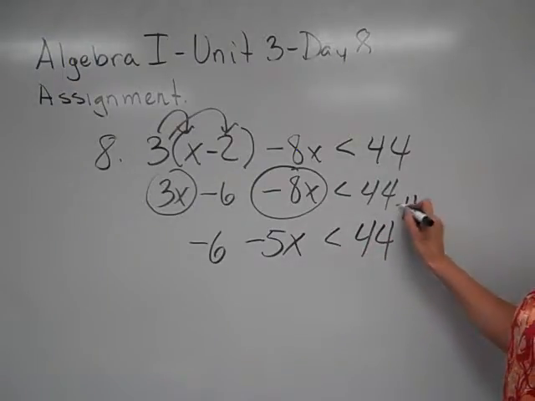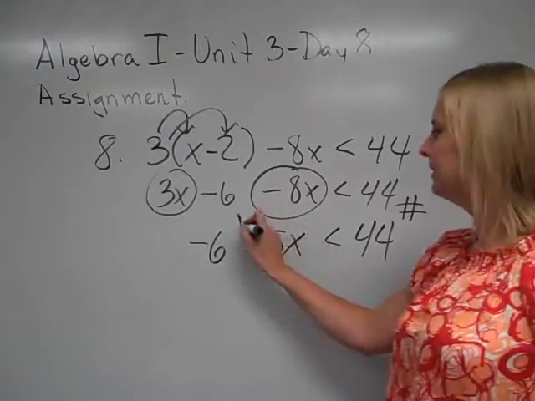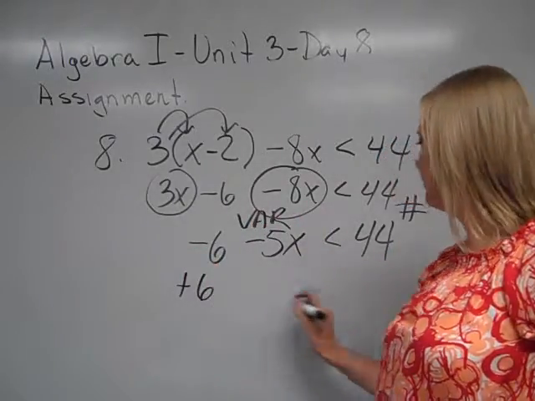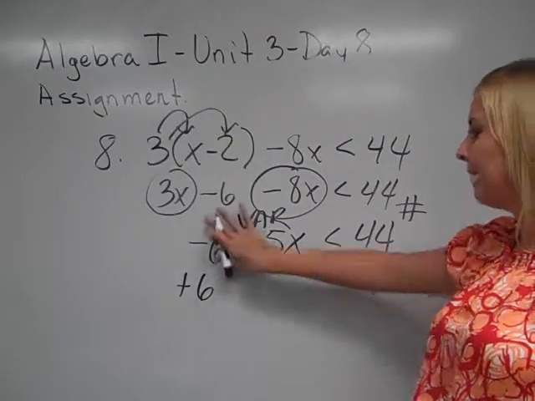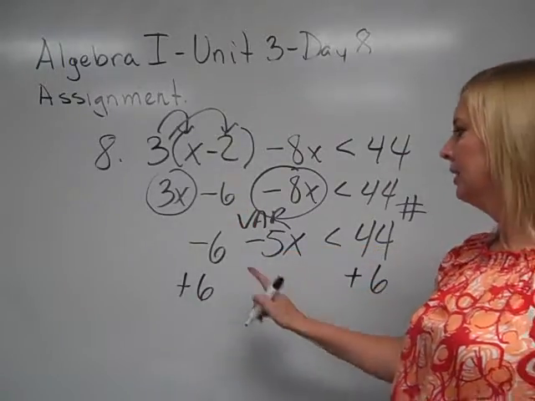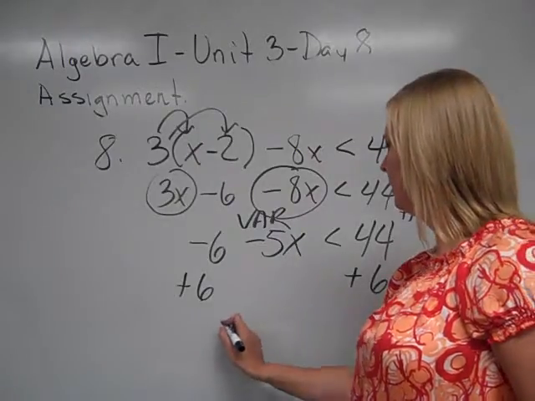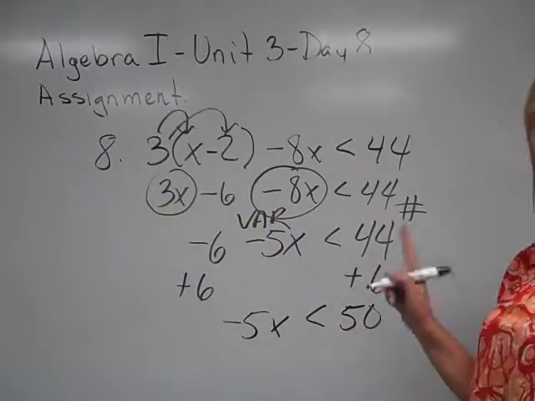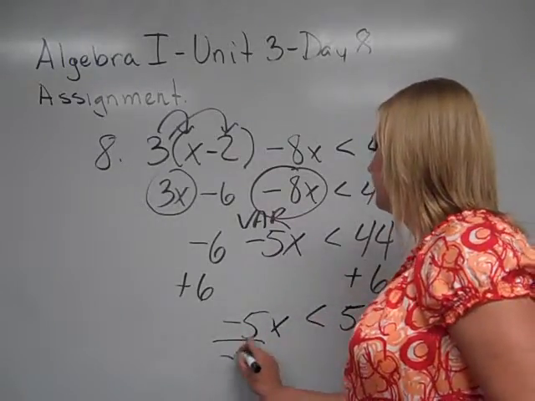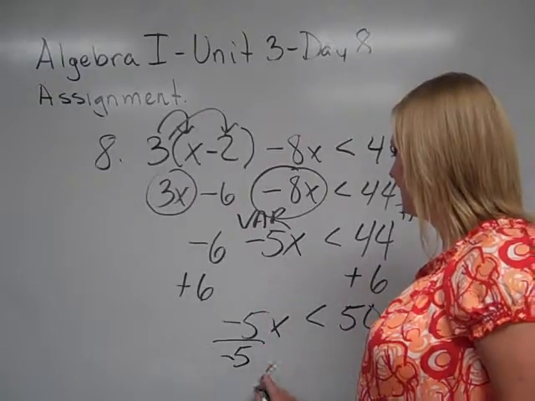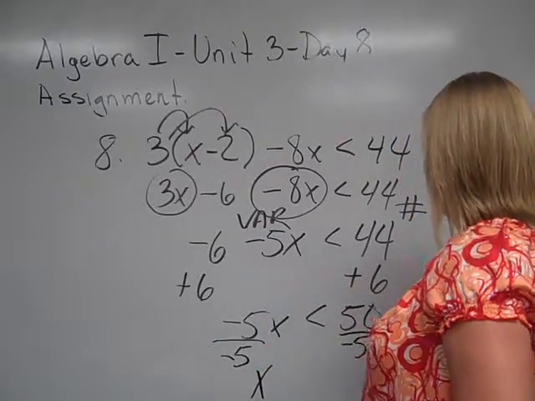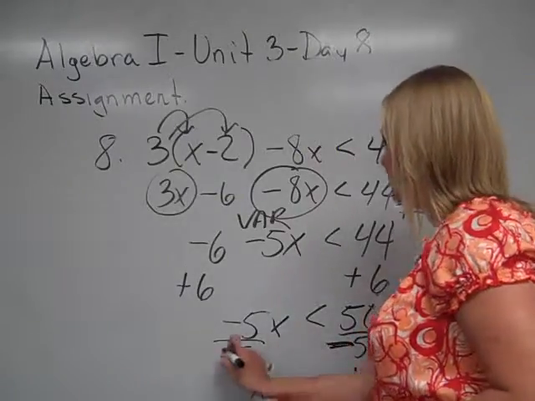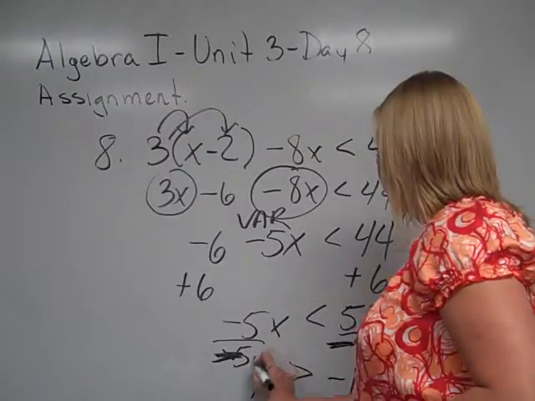Now notice you already have all of your numbers here. So then let's leave the variables here. The opposite of minus 6 is positive 6. Minus 6 plus 6 is 0. We want 1x, so we divide: negative 5 divided by negative 5 is 1x. 50 divided by negative 5 is negative 10. Now notice, you just divided by a negative, which means you have to flip your sign.